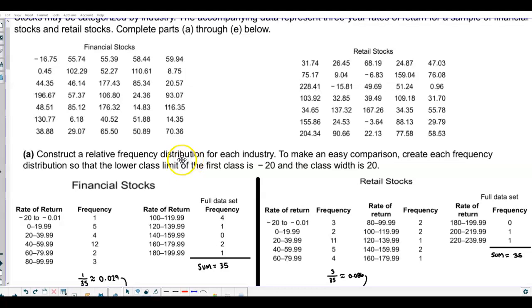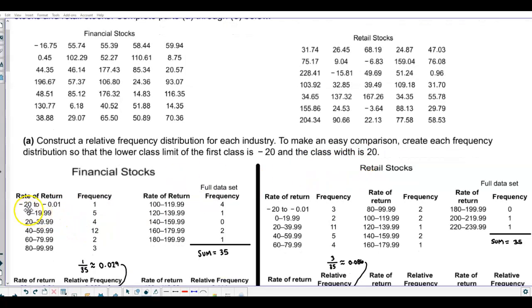And part A, what they want us to do is construct a relative frequency distribution for each industry. So to make an easy comparison, we're going to create each frequency distribution so that the lower class limit of the first class is -20 and the class width is 20. So in the first class going from -20 to -0.01, we see that there is one value in between there, so therefore we have 1.